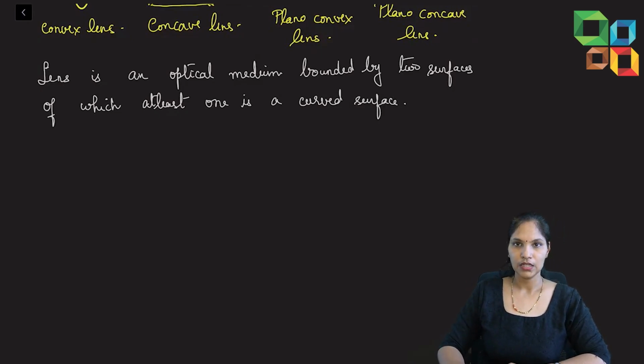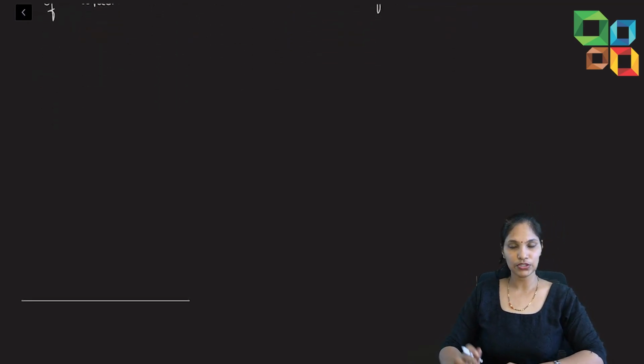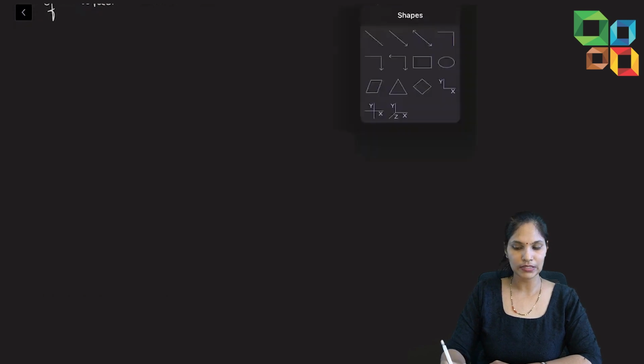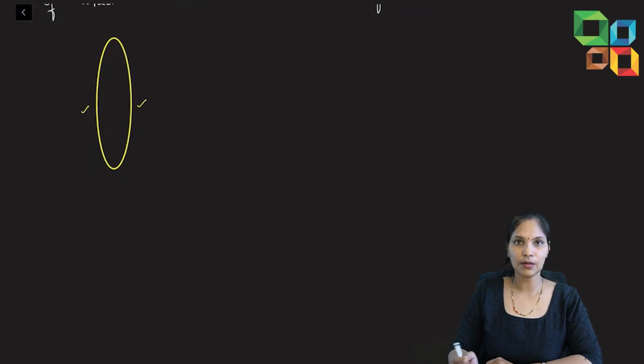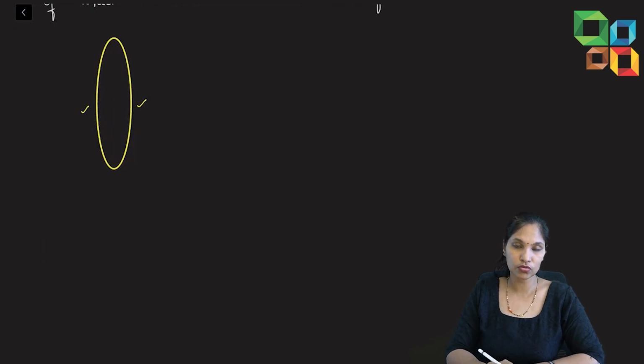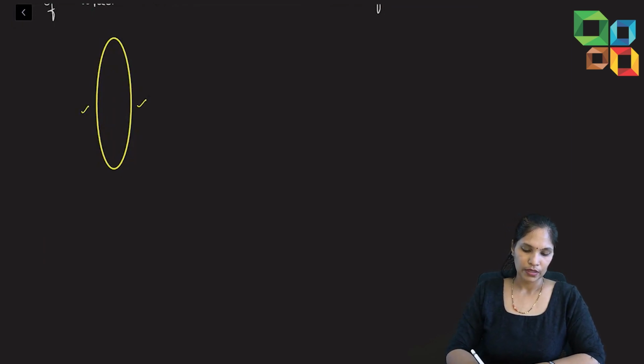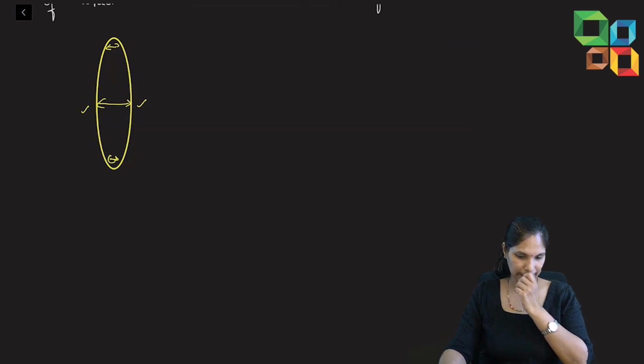Okay. So normally we will be dealing with two types of lens. One is concave and the other one is convex. So this type of lens we call it as convex, in which both the surfaces are bulged outward like this. So it's called convex. It's thicker at the center and thinner at the ends here. Convex. Okay.